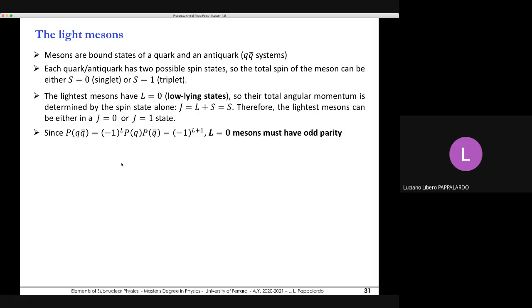What about the parity? The parity of a q q-bar system is (-1) to the L times the intrinsic parities of quark and antiquark. And we know that these are opposite in sign. So overall, this is (-1) to the L plus 1. But for low-lying states where L equals 0, we always get a minus sign here. So all low-lying states must have odd parity.